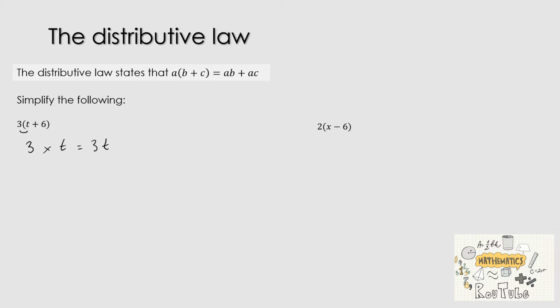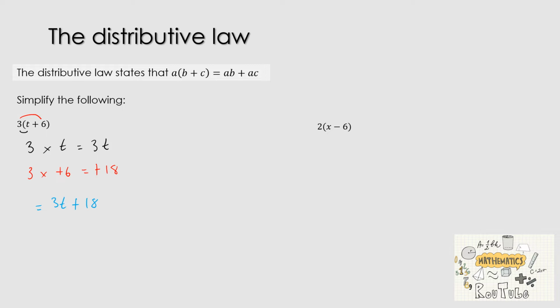And then we need to distribute the 3 with the next term inside the bracket, which I'll do in red, which is 3 times positive 6. Get in the habit of writing it as a positive or a negative, because when we get to the negative values, it's easy to make errors with the positives and the negatives. So really get in the habit of writing positive 6, minus 2, negative, whatever the values are. Now we can just bring down both of our answers. So the final answer should be 3t plus 18, and there's our first one simplified.